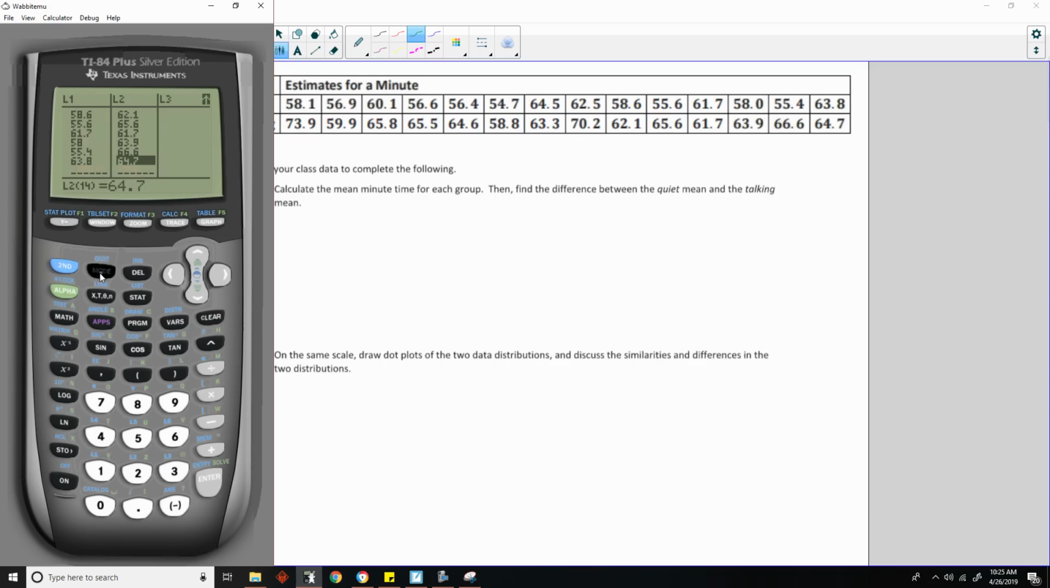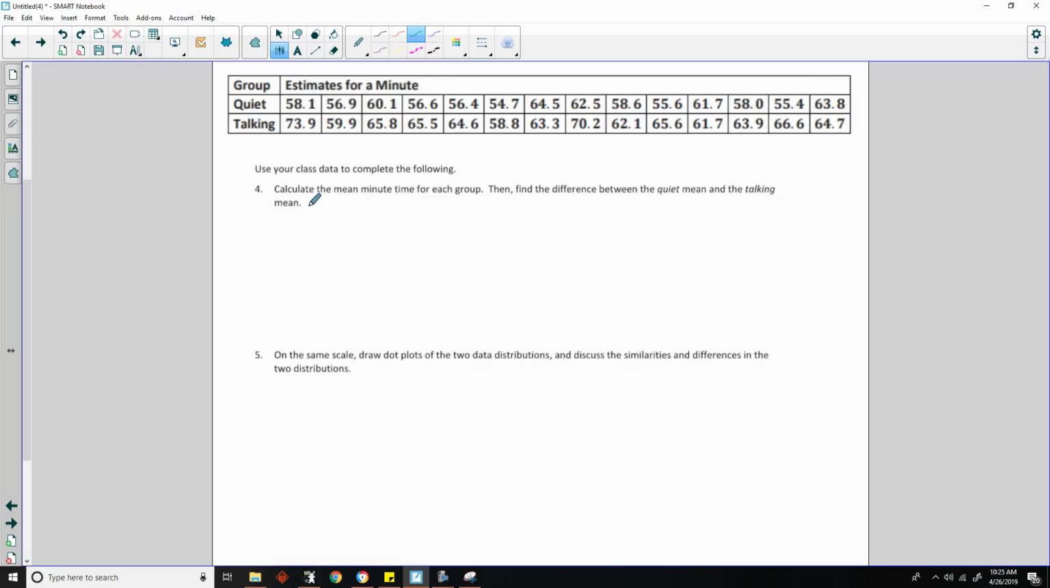Okay, so now I'm going to go to my home screen, and I'm going to hit stat, calculate, one variable statistics, list L1 for starters, and the mean is x bar, which is 58.778, and I will just use tenths, so it's 58.8. So the quiet mean equals 58.8 seconds.